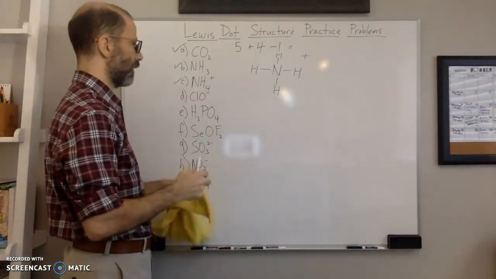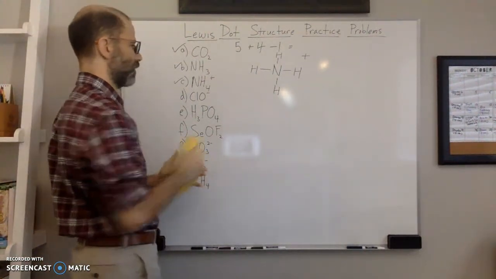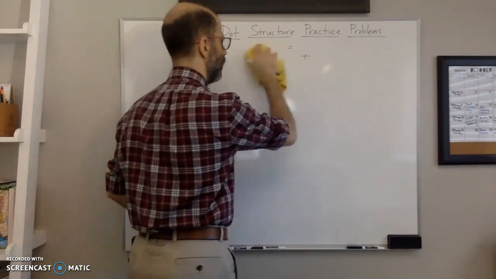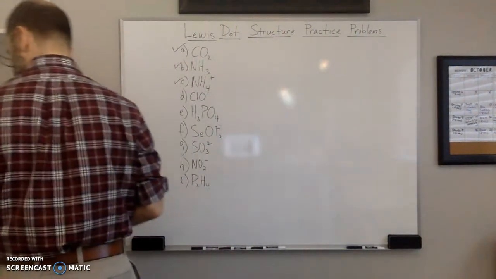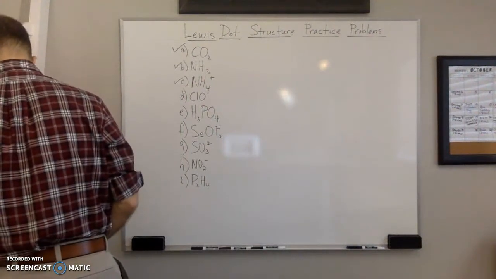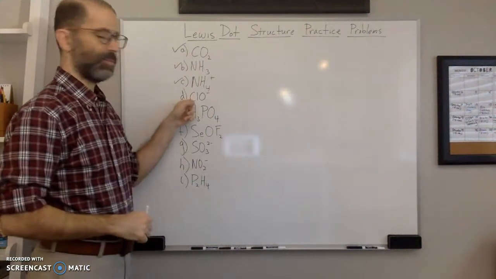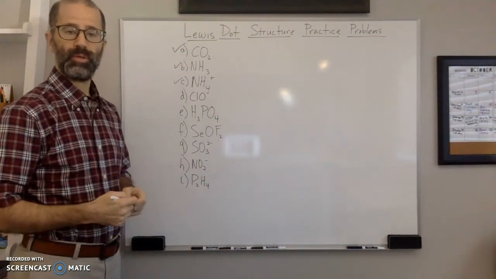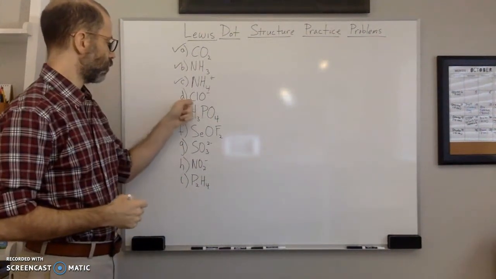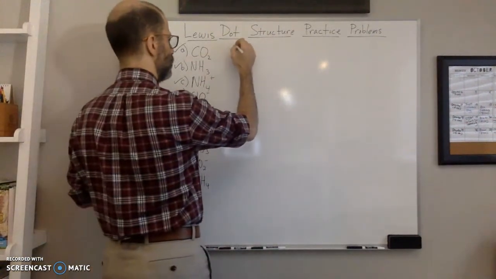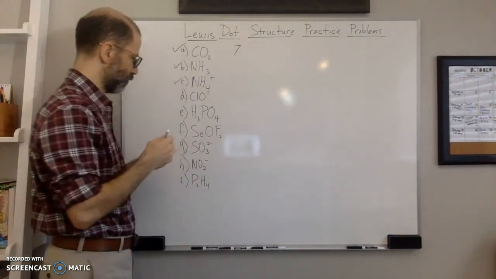D, ClO minus. So ClO minus is our hypochlorite. Hypochlorite is a polyatomic ion, and once again it has a charge. And so again, the first step is to get the total number of valence electrons. So chlorine is in group 7, so it has 7 valence electrons.